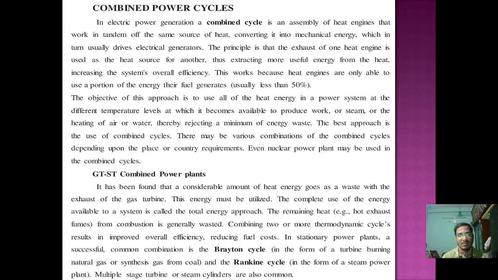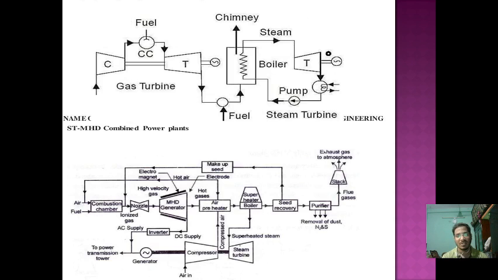Combined power cycle: gas turbine and steam turbine. Here we are discussing the gas turbine and steam turbine. The gas turbine is an open cycle that we are considering, and the steam turbine is a closed cycle. After compressing the gas, the waste gas comes out from the turbine, and some superheated gas goes to the generator and produces electrical power energy.